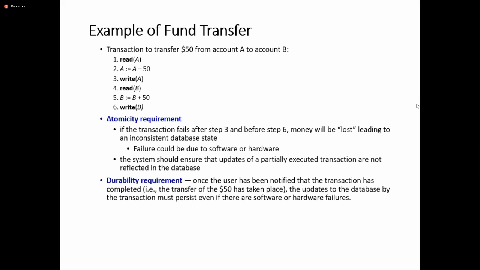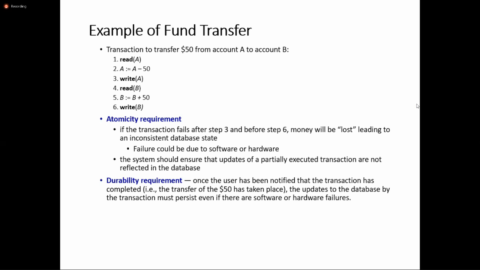It explains very clearly. Suppose that just before the execution of transaction T1, the values of accounts A and B are $1,000 and $2,000 respectively. Now suppose that during the execution of T1 a failure occurs that prevents T1 from completing its execution successfully. Further, suppose that the failure happened after write A. Write A means after step 3.